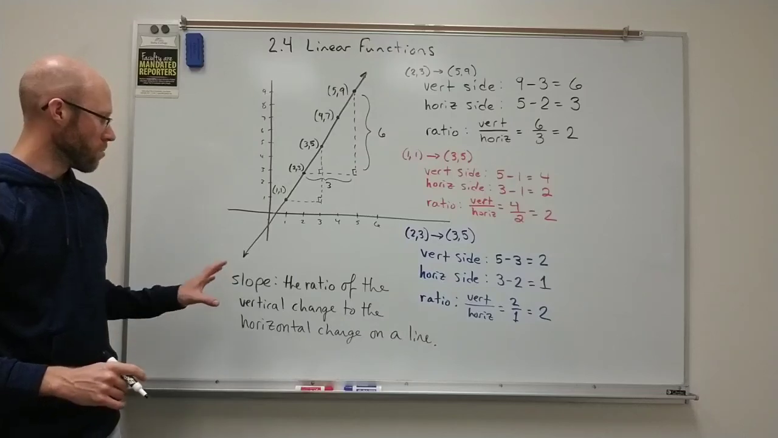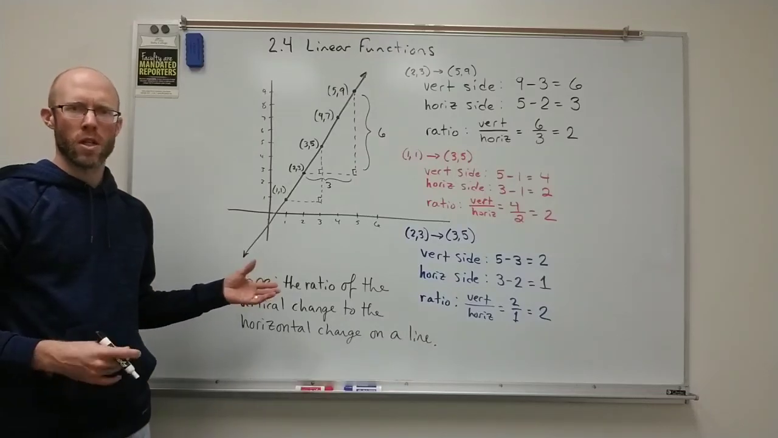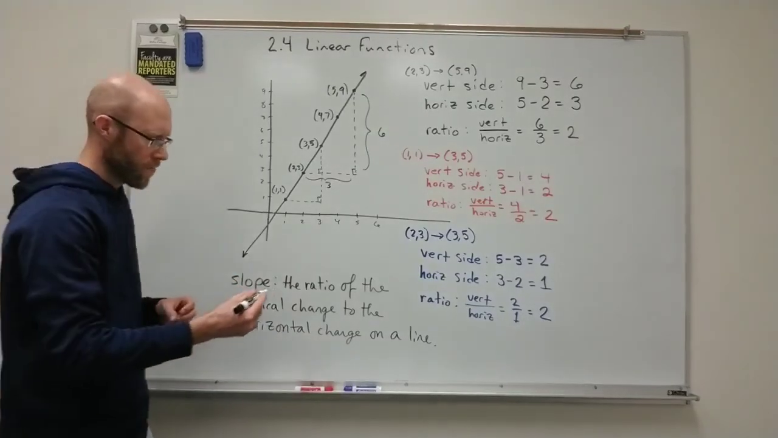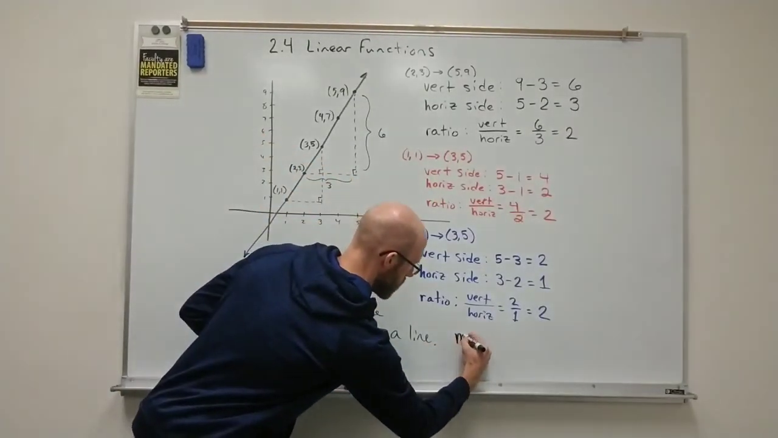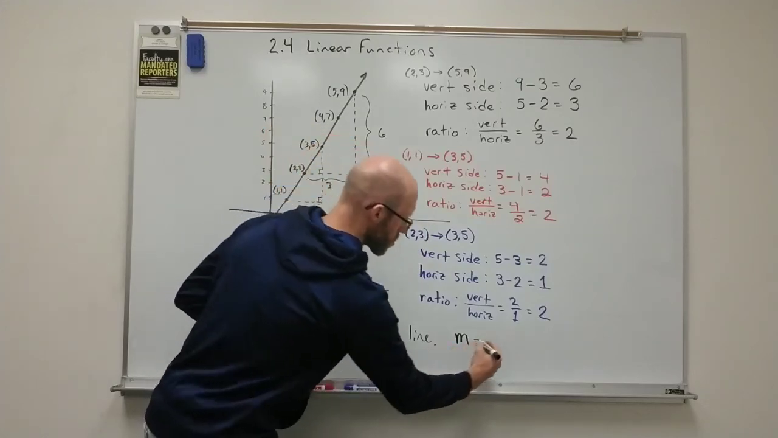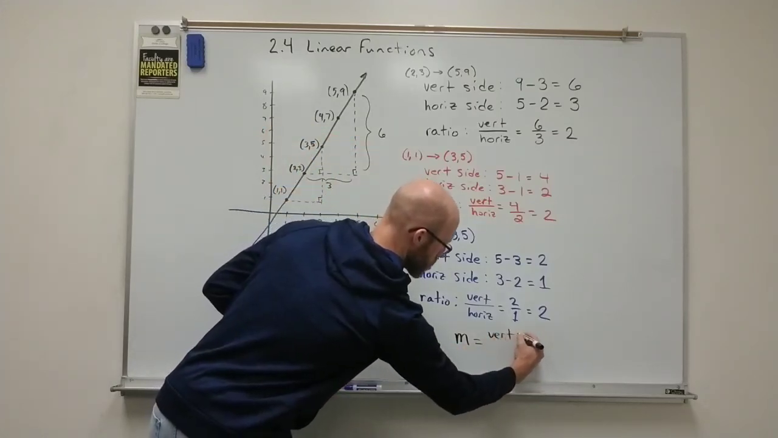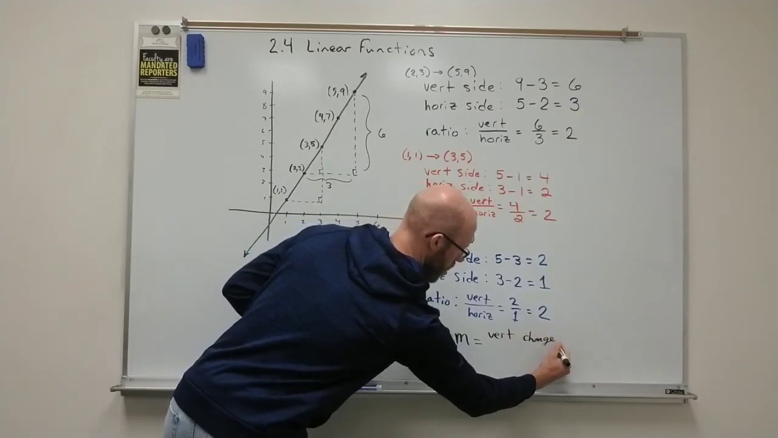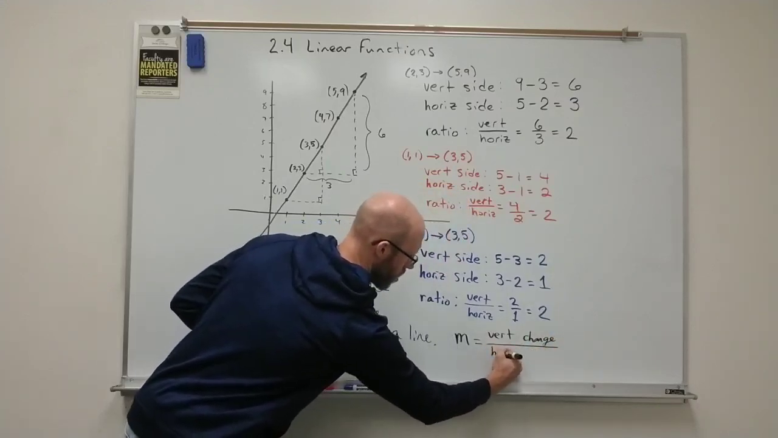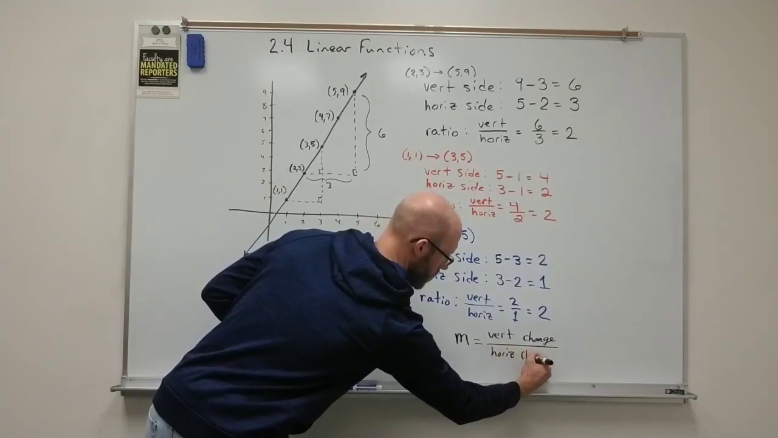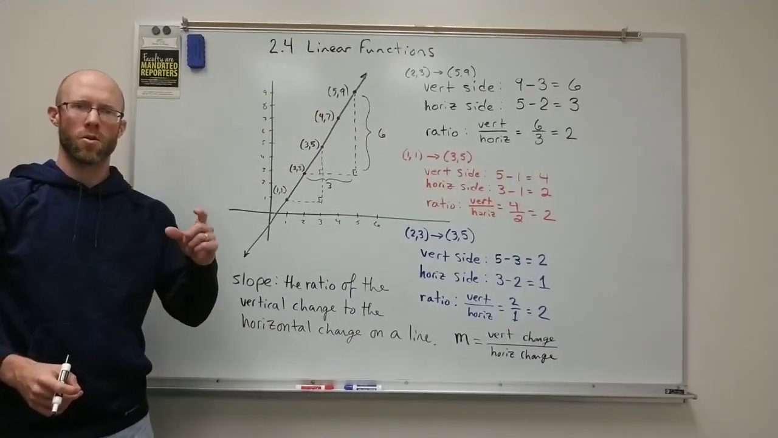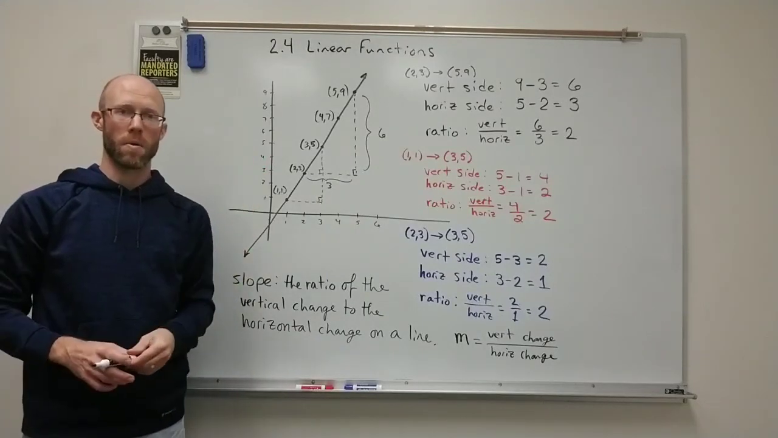Now, we often use a variable or a letter to represent the slope. It's a little bit weird, but we use the letter m. Okay, so the letter m is always going to be equal to the vertical change over the horizontal change. Okay, so it's a fraction where the vertical change is divided by the horizontal.